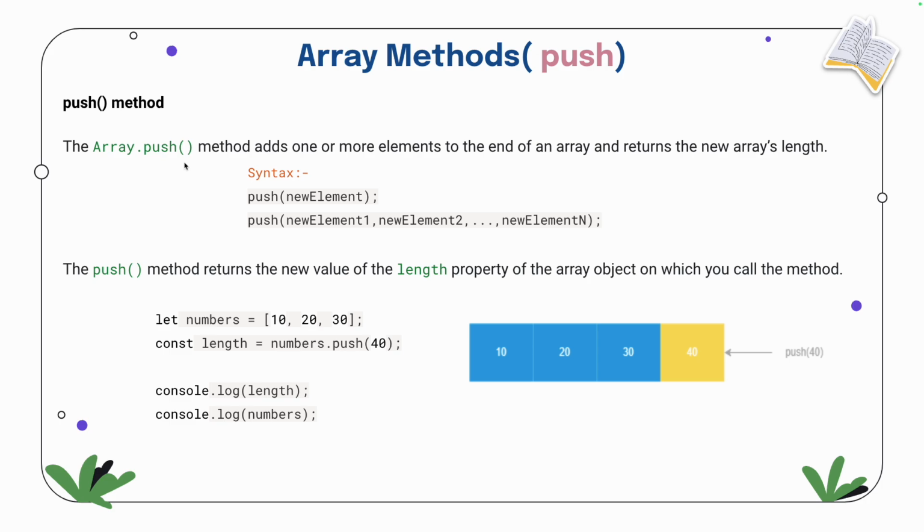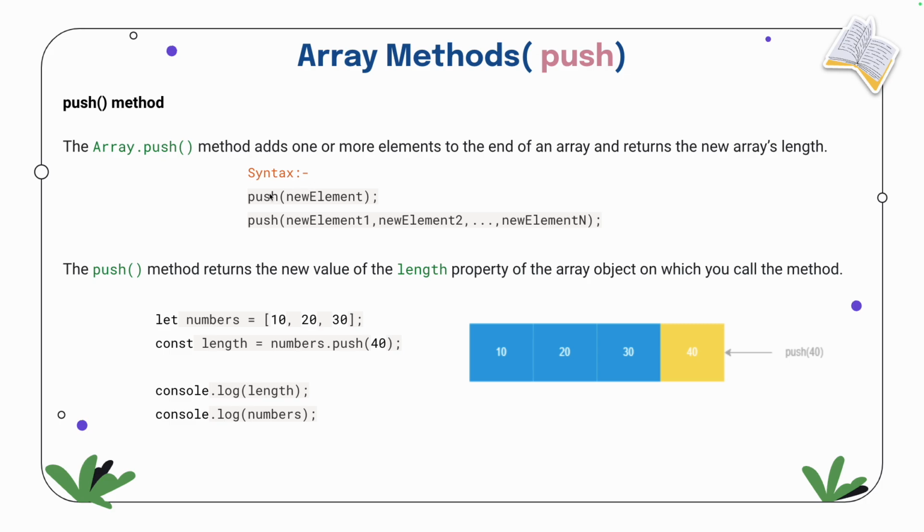The push method is nothing but adding elements to the array, and it's not limited to adding only one element at a time. You can add multiple elements in the array, but the push method always adds elements at the last of the array. Not at the first, not anywhere else, but always at the last.